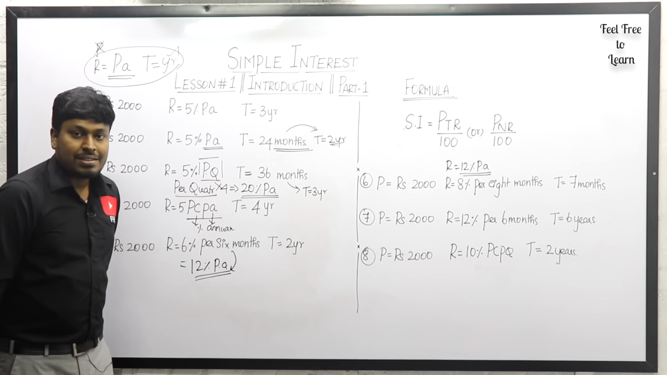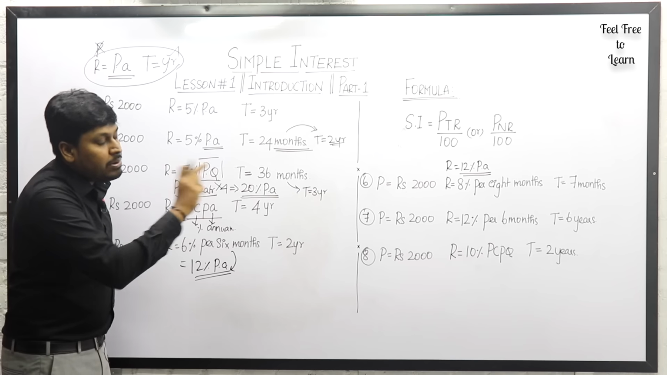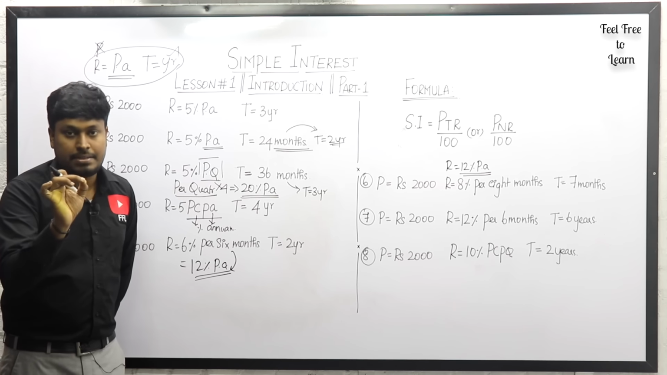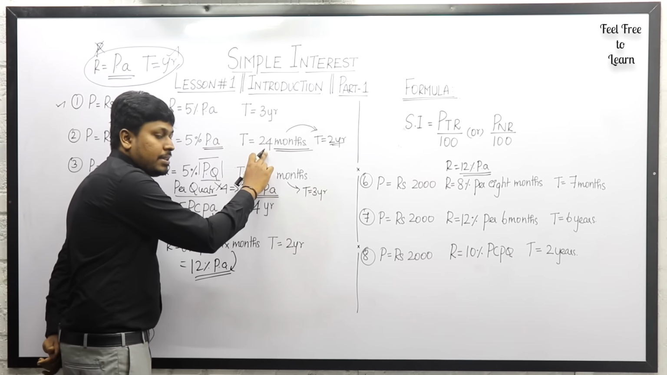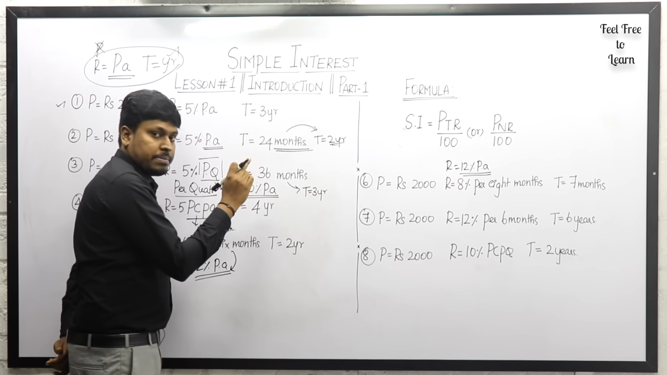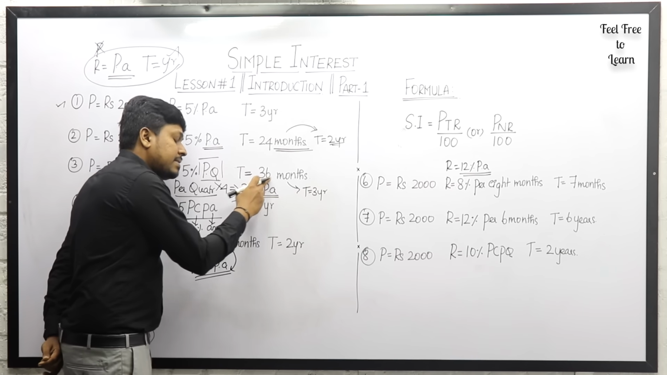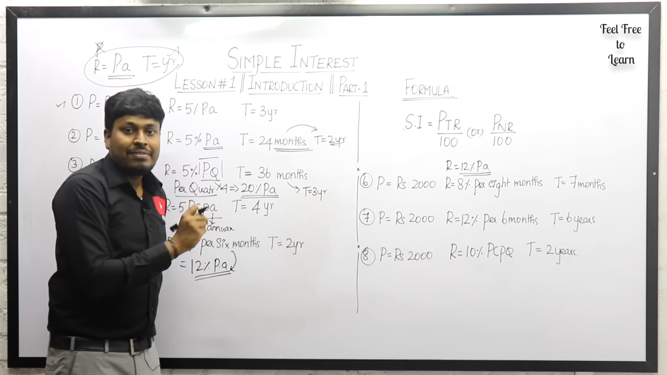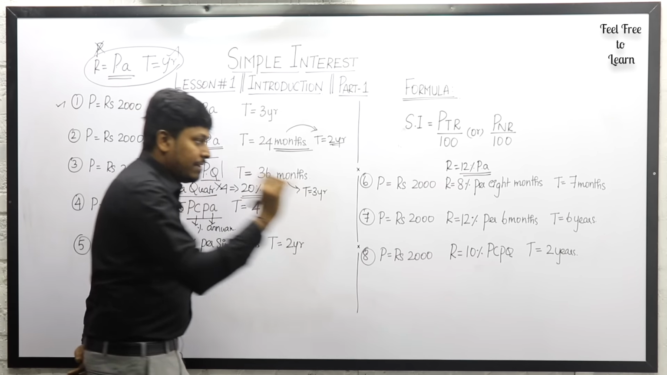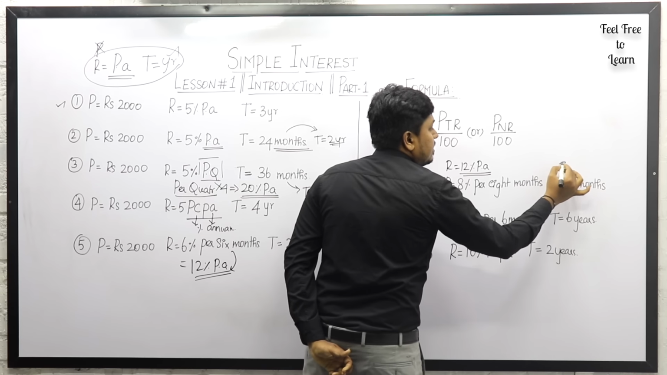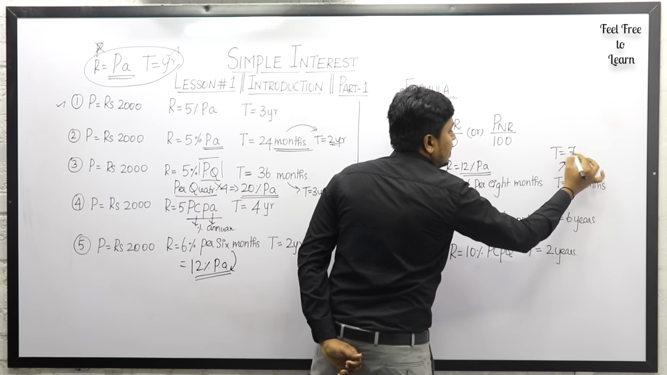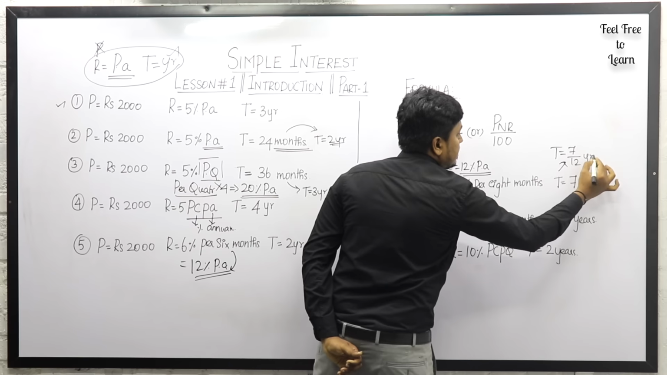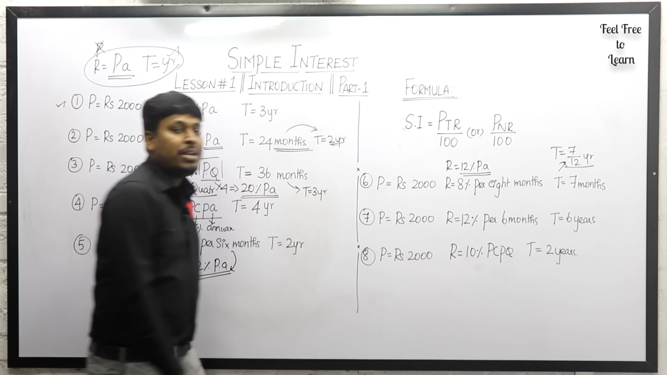And the time duration, just listen carefully. The time duration is given in 7 months. If it is 24 months, we have written it as 2 years. If it is 36 months, we have written it as 3 years. But at this point number 6, they have given 7 months. So if they have given like this, convert this as T is equal to 7 by 12 years. So friends, understood? 7 by 12.